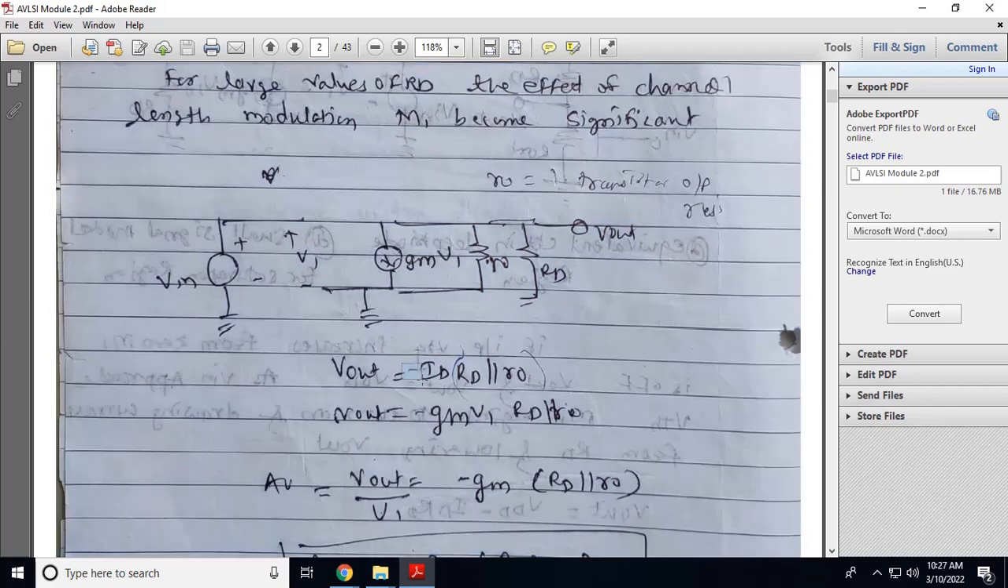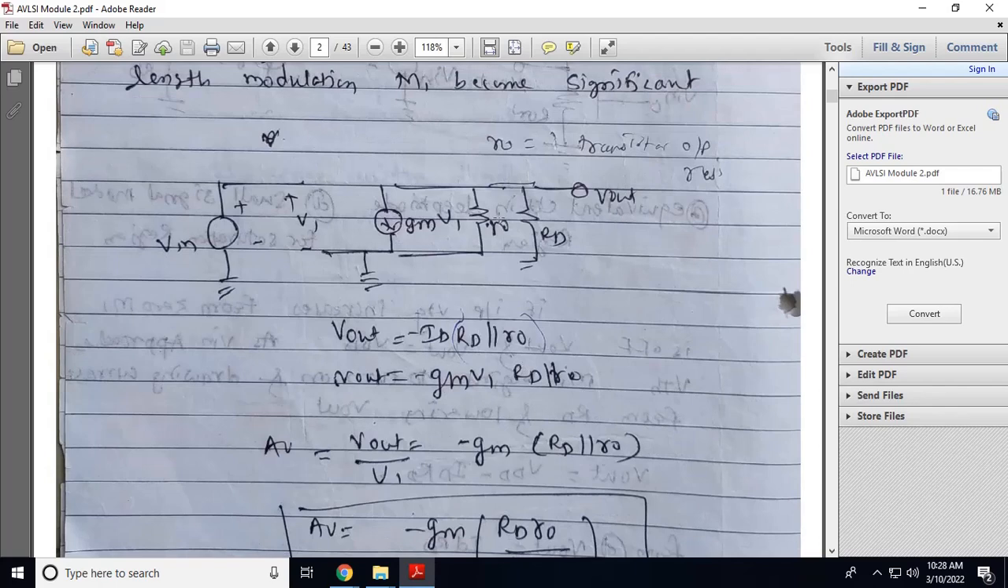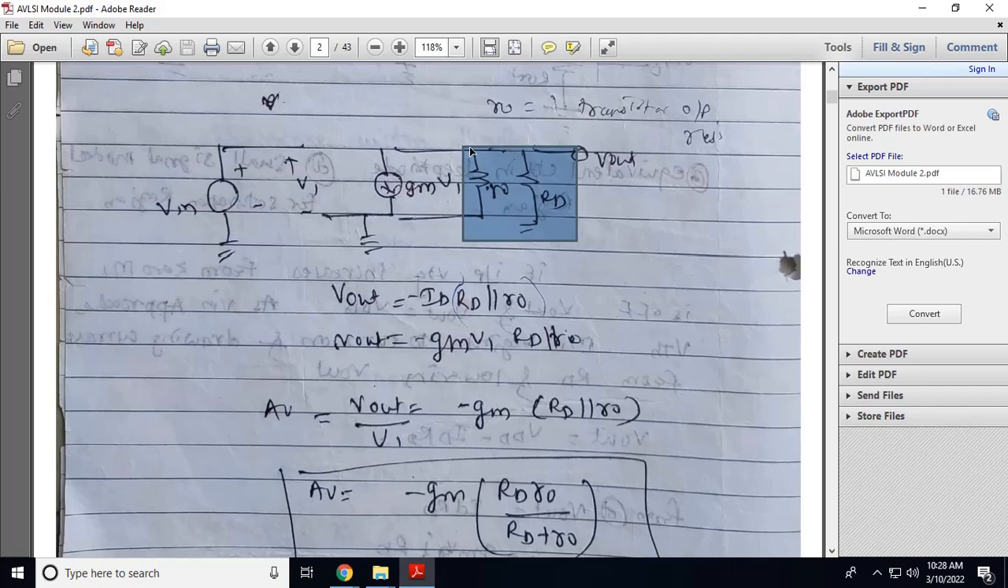The minus sign is because this is a common source amplifier which gives a 180 degree phase shift. So Vout is equal to minus ID times RD in parallel with R0. These two resistors are in parallel. ID is gm times V1, we can put it here.